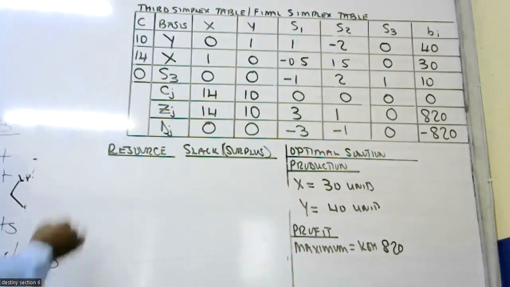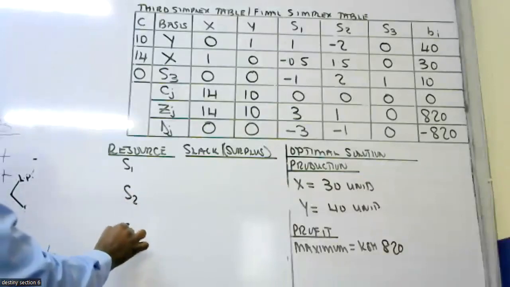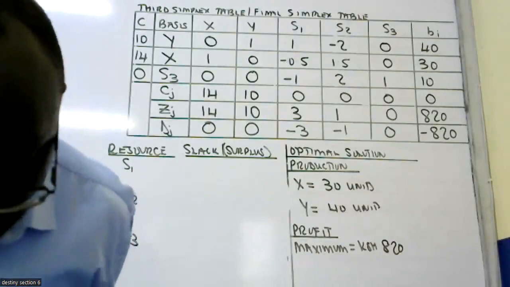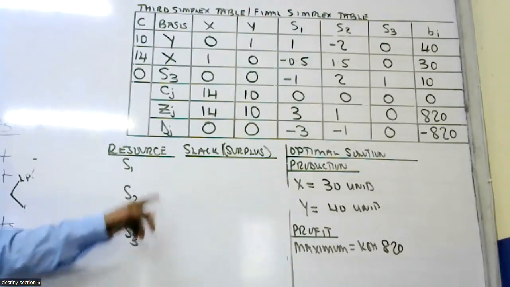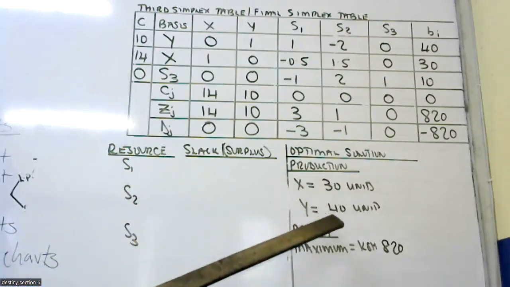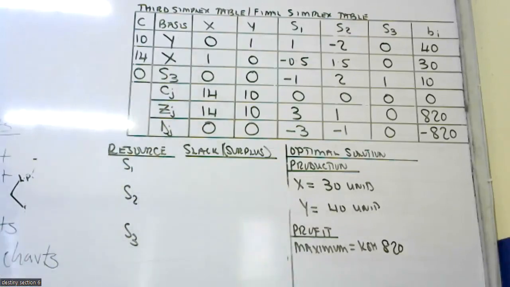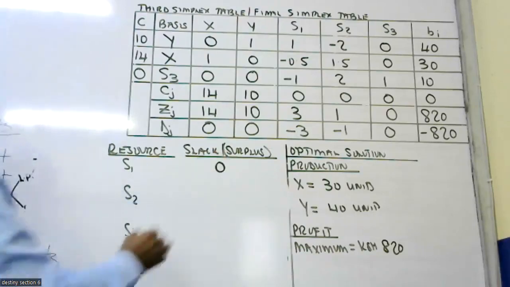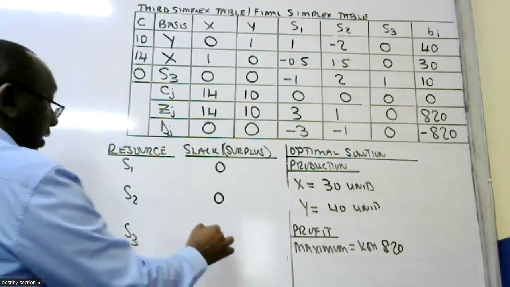So our resources were S1, S2, and S3. Those are the resources. We were not given their names, but kama tungejua, you just put their names or you just put what was representing them. So you just do the same thing like tumefanya kwa X. Hii S1 unaona haionekani hapa kwa basis. So kama haionekani unaipea 0. S2 haionekani 0. But S3 iko na 10.